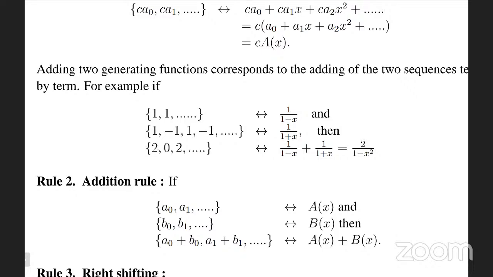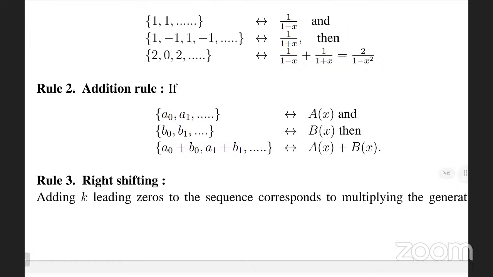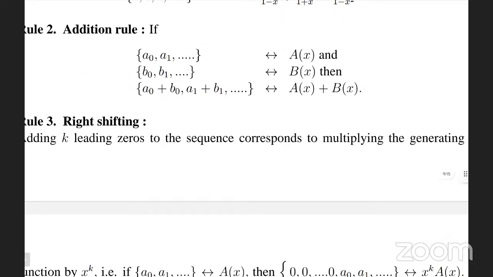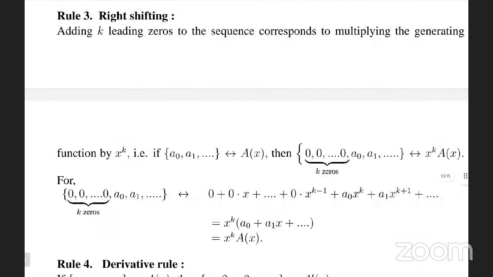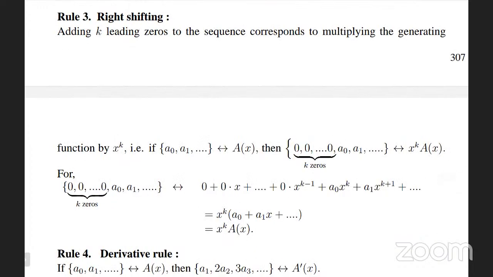Next, addition rule. If I apply that to any two functions, I can add them, that is a of x plus b of x. Addition rule means separating the terms, a of x plus b of x. Next, right shifting can also be applied. Shifting means a movement to the right, so all zeros will be there.